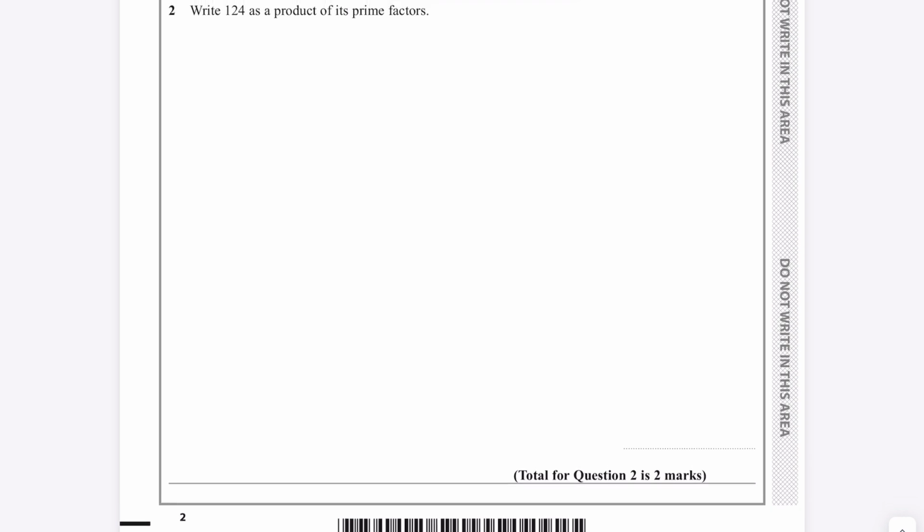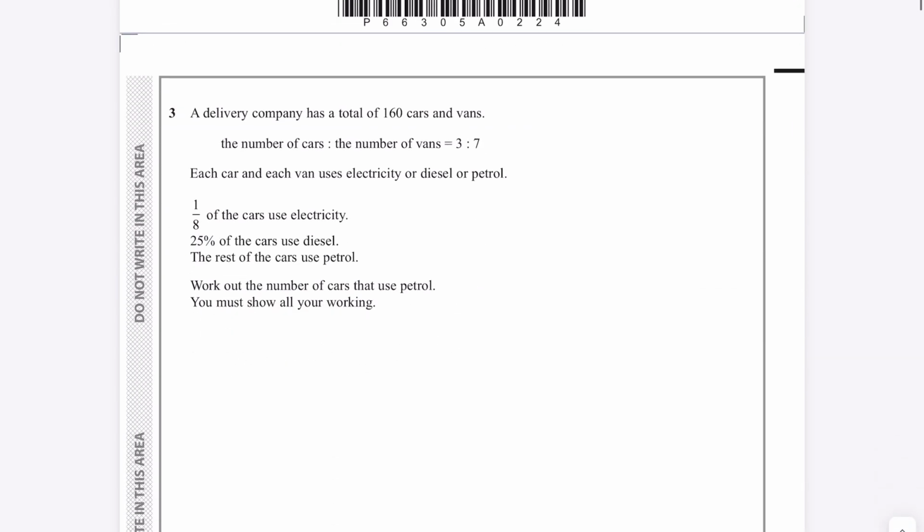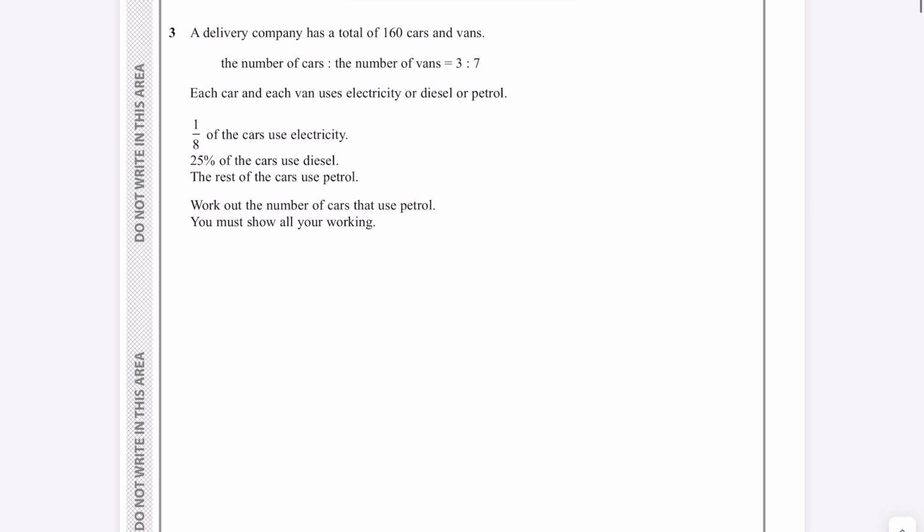Question 2, write 128 as a product of its prime factors. So 128, we can draw a factor tree. It's an even number, so you can halve that, that's 64, and halve that again, that's 32, and we can't simplify that any further, so we can write that as 2 squared times 31.